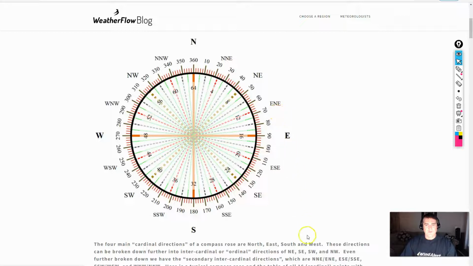Whichever way the wind is coming from, you remember now, if we have a southeast wind, right here, we know the wind is coming from the southeast at 135 or 140 degrees, however you want to call it for the southeast direction.